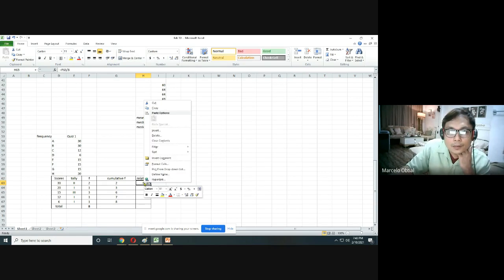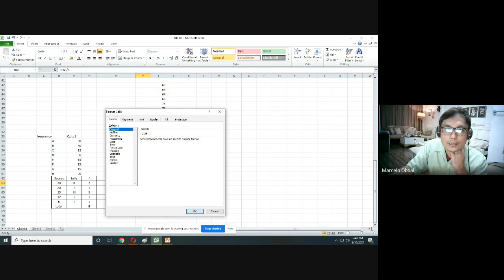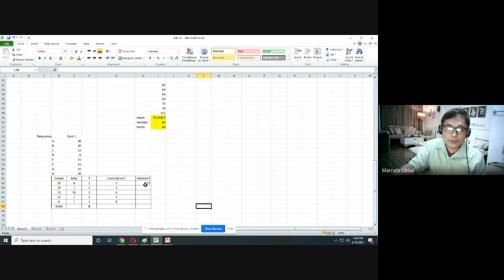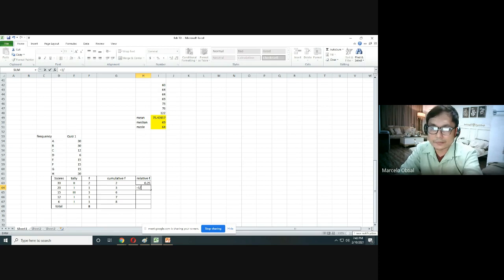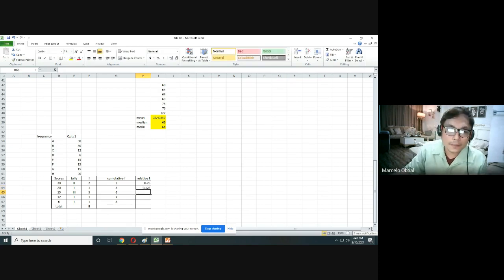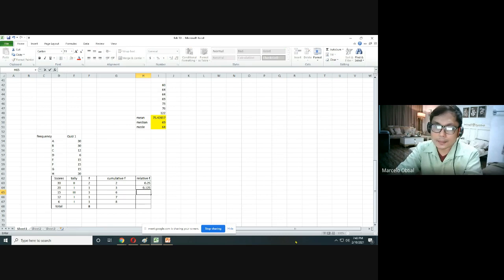Kapag ganito, format cell, tapos, general. Okay, so ito yung ating answer for the relative frequency for the first row. The second row, tingin dito sa frequency dito, which is 1. Okay, lagay tayo ng formula 1 divided by 8. Next, 3 divided sa 8. Next, 1 divided sa 8. Next, 1 divided sa 8.